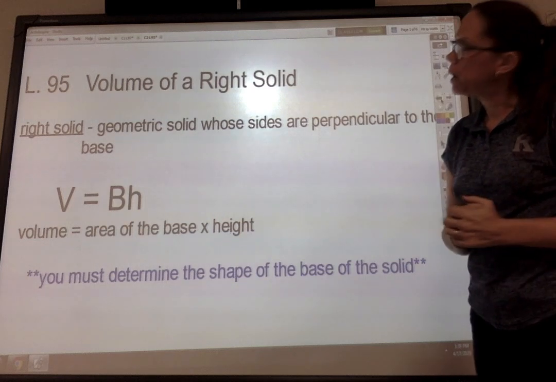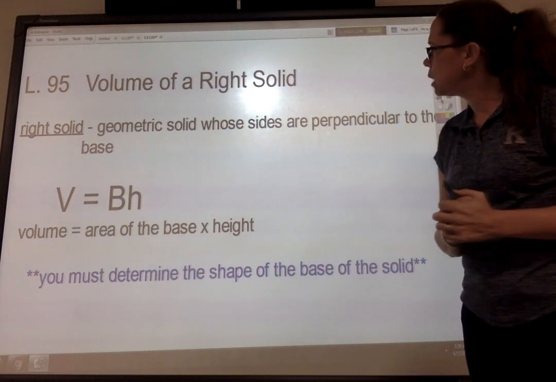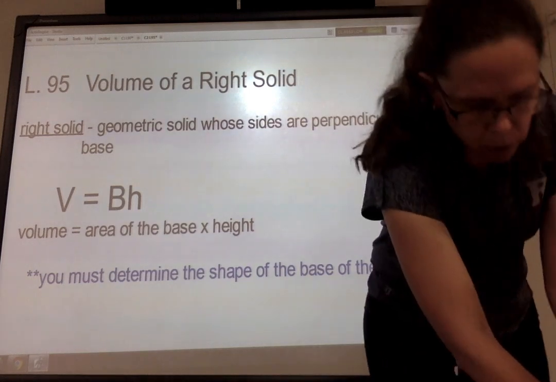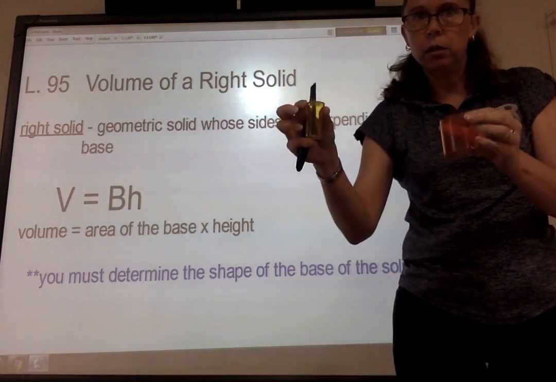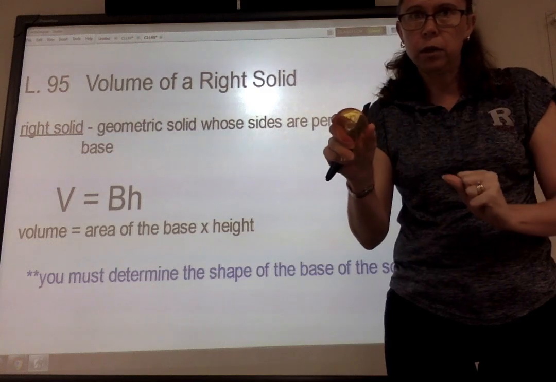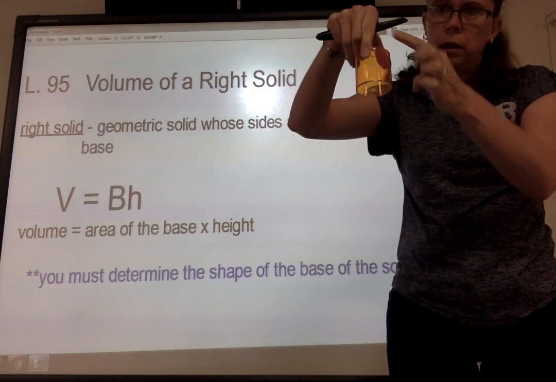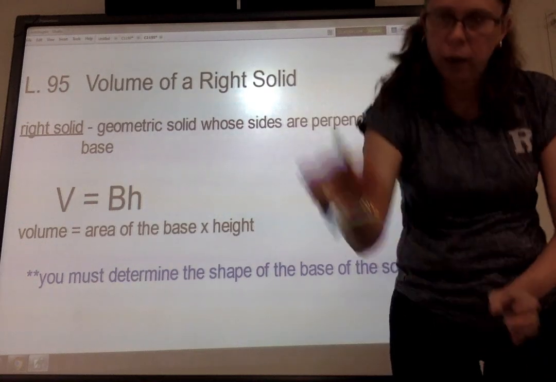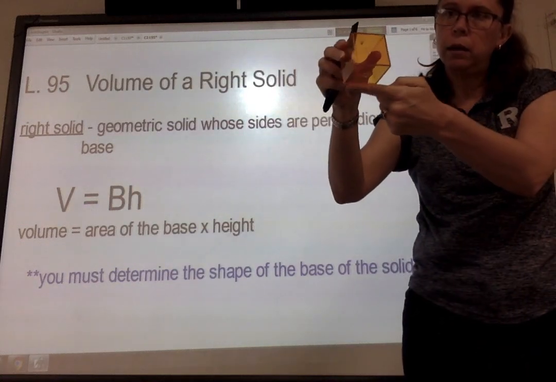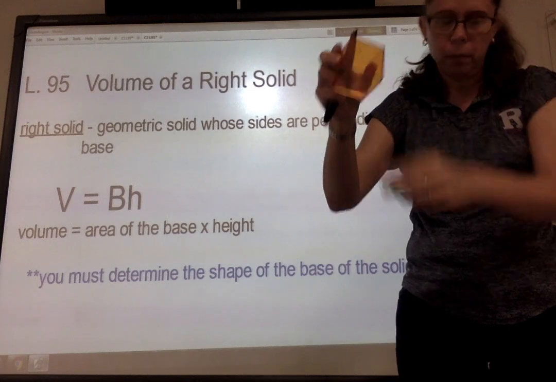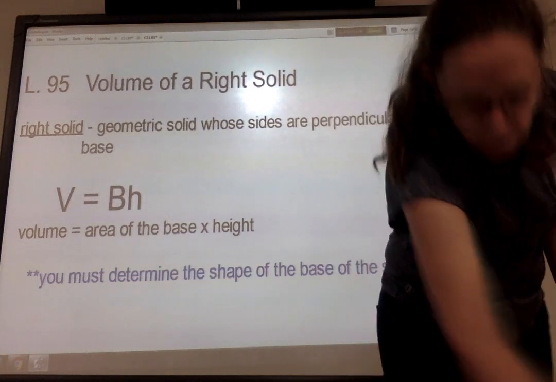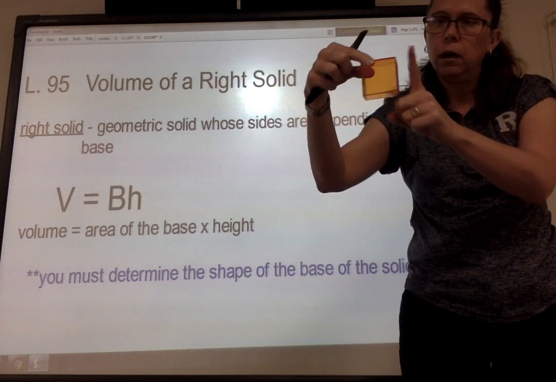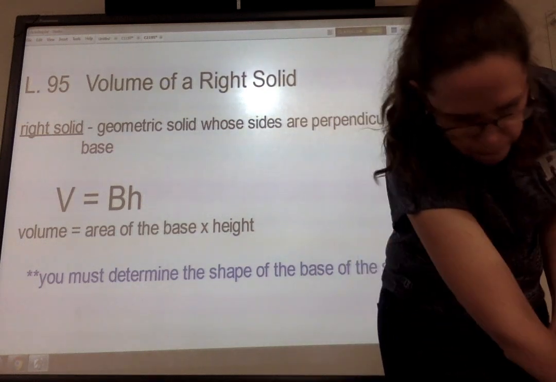The definition of a right solid is a geometric solid whose sides are perpendicular to the base. So we are talking about cylinders, okay? The base of our cylinder is a circle. The side is perpendicular to the base. We are talking about cubes, okay? Here's the base. The sides are perpendicular to the base. We are talking about rectangular solids, okay? Base, perpendicular to the base.